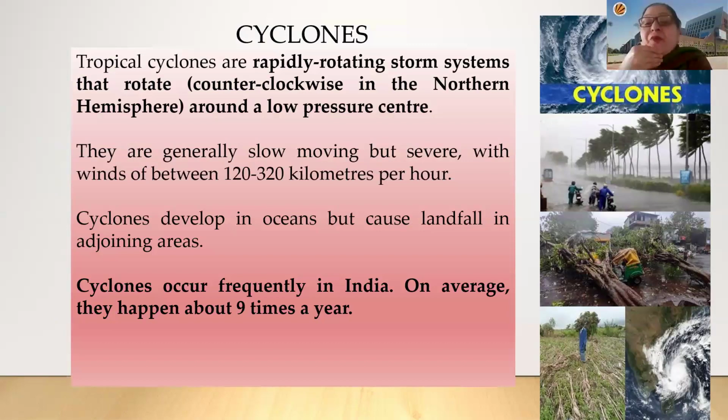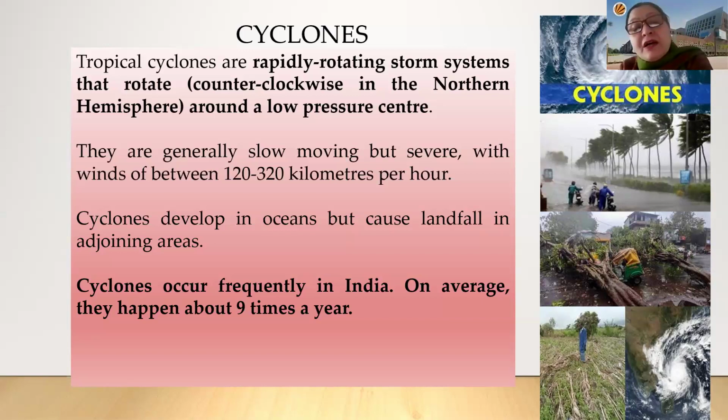Generally, cyclones are slow moving, but whenever there is a severe cyclone, the wind speed may vary from 120 to 320 kilometers. There are different categories of cyclones. Sometimes we receive severe cyclones, very severe cyclones, etc. The damages will be more if the category is more severe, like 3, 4, 5, and 6. According to the category of the cyclones, damages increase. The main characteristic of a cyclone is that it always develops in the oceans, but it can cause landfall in the coastal areas, where the damage is more.